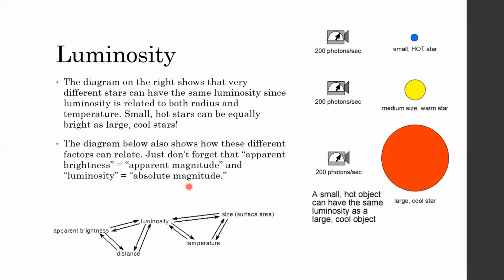All right, a little more about luminosity. The diagram on the right shows that very different stars can have the same luminosity, since luminosity is related to both radius and temperature. For example, small hot stars like this little blue star here can be equally as bright as large cooler stars. Again, we mentioned a few minutes ago that bluer stars tend to be hotter.